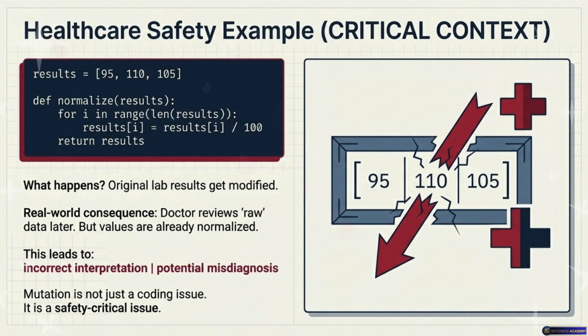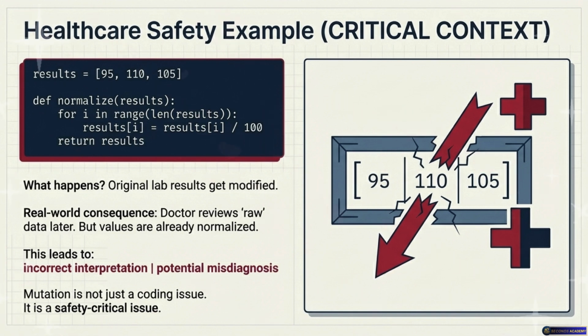Yep. And here is the terrifying real-world consequence. A doctor logs into the system later to review the patient's original lab results to make a treatment decision. They expect to see 95 and 110. Exactly. But they are presented with 0.95 and 1.10 because the pipeline mutated the underlying object. Wow. The doctor might interpret those dramatically low numbers as a critical health failure, leading directly to a misdiagnosis. Yeah, mutation in this context is not just a coding bug. It's a safety-critical issue that impacts human lives. So how do we fix this? How do we prevent the mutation?